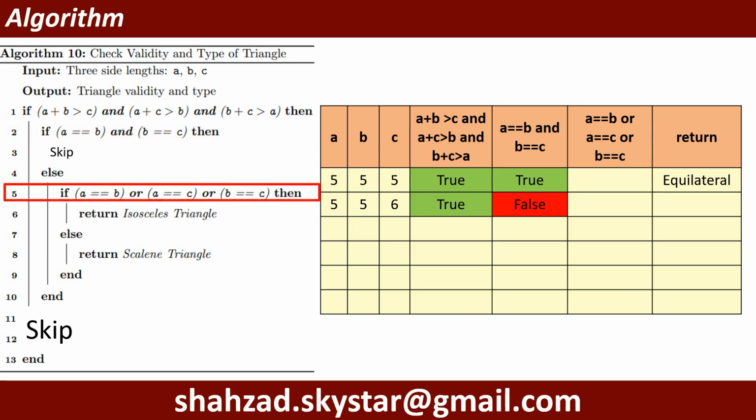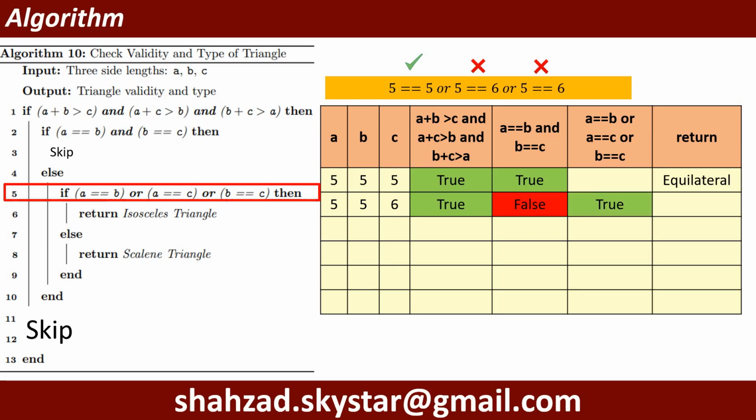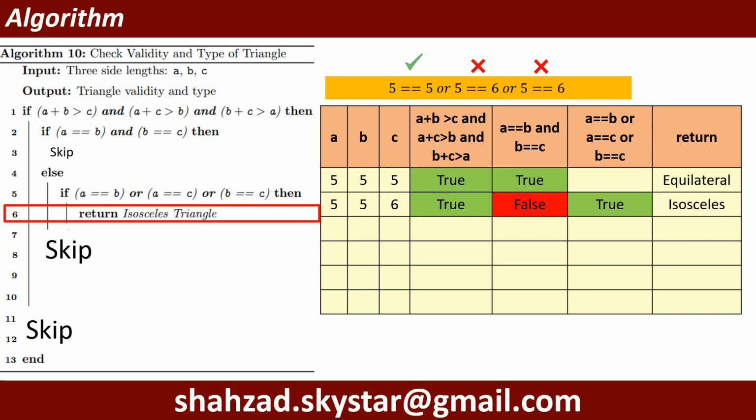If a equal to b, they are going to check whether any two sides are equal. If a equal to b, or a equal to c, or b equal to c, then in this case 5 equal to 5, or 5 equal to 6, or 5 equal to 6. This condition is true, this condition is not true, this condition is not true, because here the operator is or. If any one of the conditions is true, the resultant value will be true, and in this case it is true. And then it will display isosceles triangle. Isosceles triangle means two sides are equal, meaning a and b are equal.